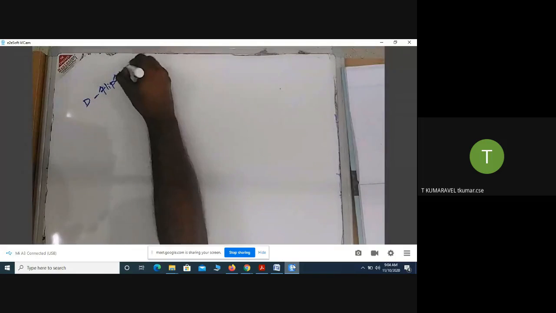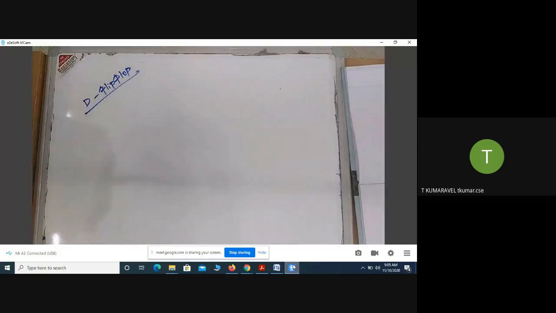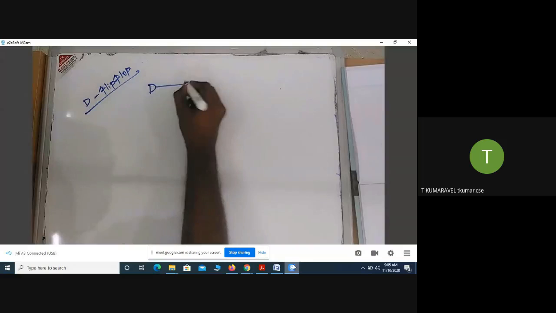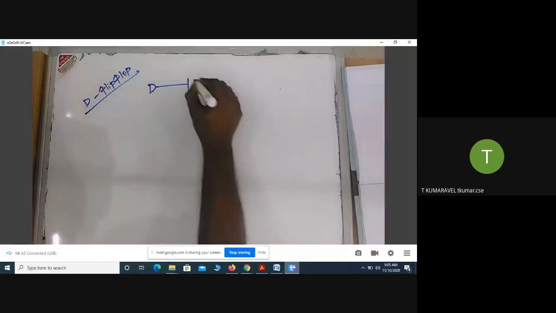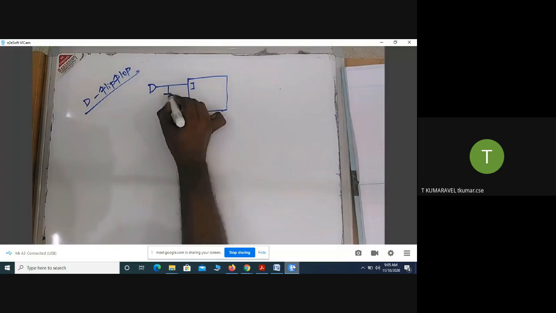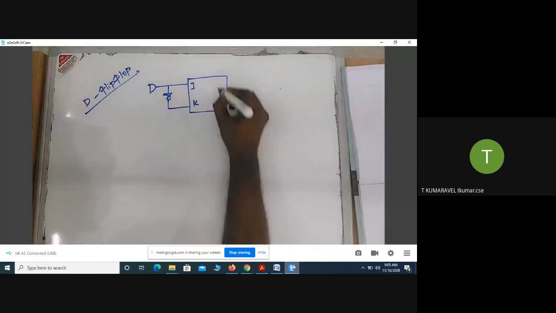Okay, the next flip-flop is called the D flip-flop. This is the circuit diagram or specification for the D flip-flop. J, K. What is the other input? The inverter of D is the input for K. And then this is Q, and this is Q bar.